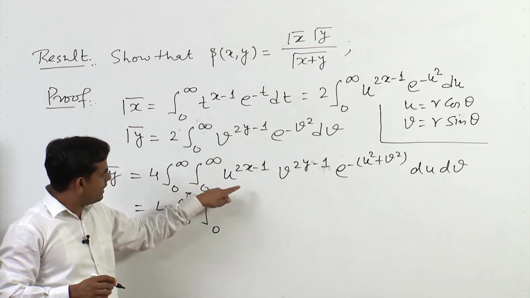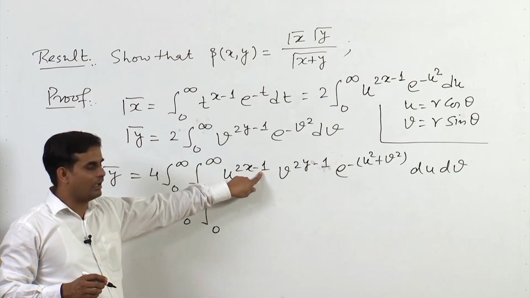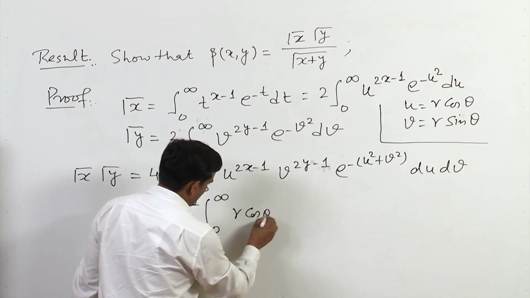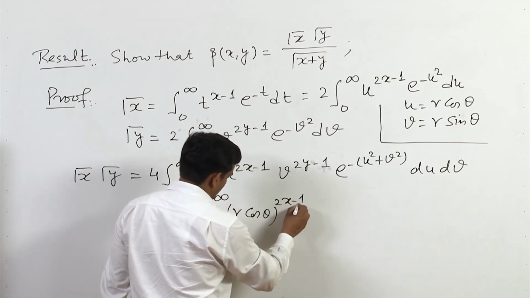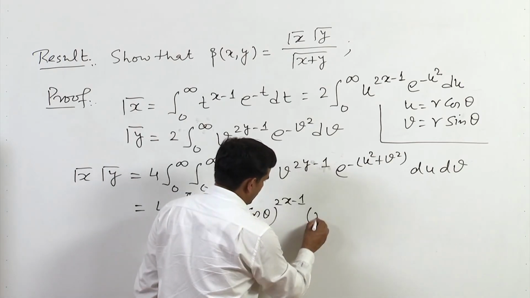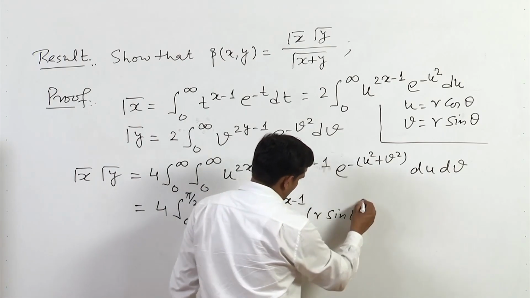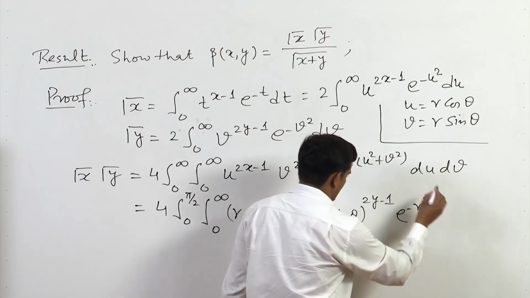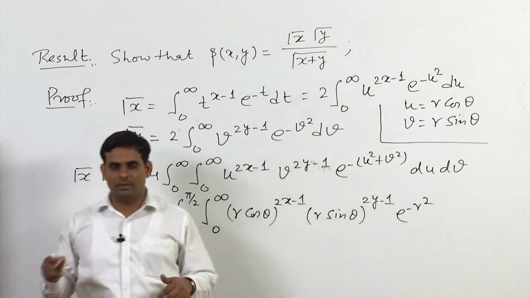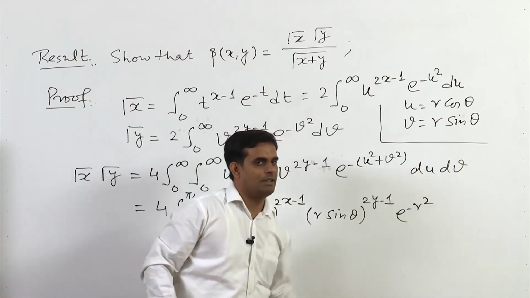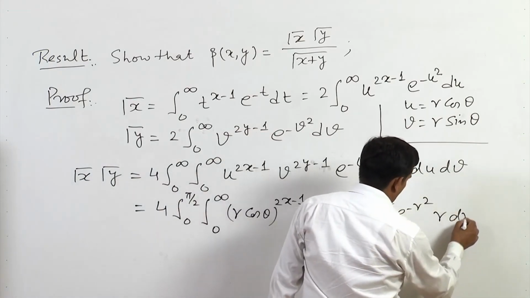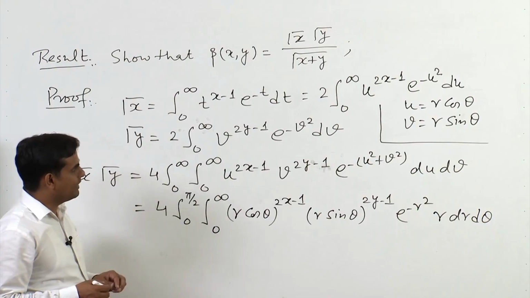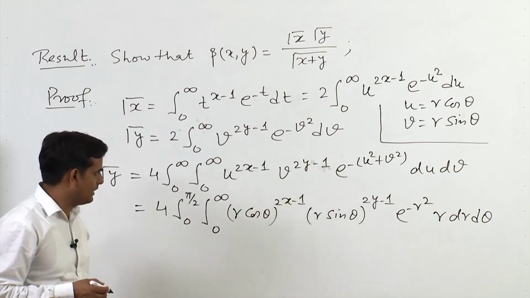u is r cos theta, raised to power 2x minus 1. So r cos theta raised to power 2x minus 1, v will be r sin theta, so r sin theta raised to power 2y minus 1, and then e raised to power minus r square, because u square plus v square will become r square, and then du dv will become r dr d theta. r is the Jacobian here, Jacobian of u v with respect to r theta, so I have to write here.